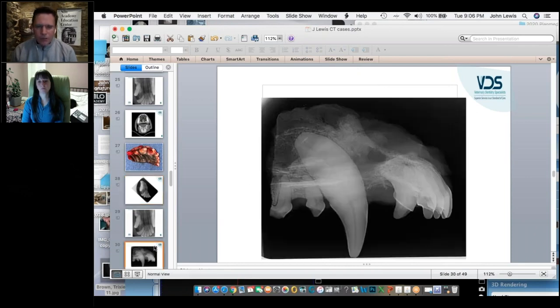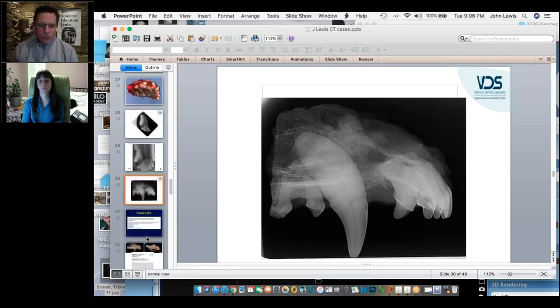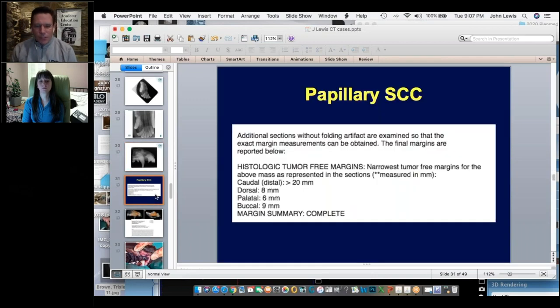And then here's just a lateral view to assess the bony margins in the dorsal direction. And so we felt comfortable with that. Margins came back as, on the caudal aspect, greater than 20 millimeters, which I was surprised about. I bet that if they looked a little bit closer on the palatal surface of 104 in the periodontal ligament space, they'd probably report shorter margins than 20 millimeters.